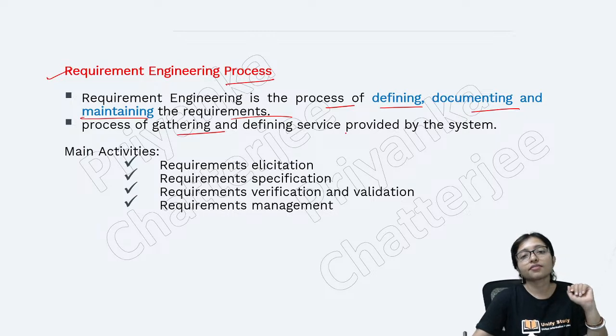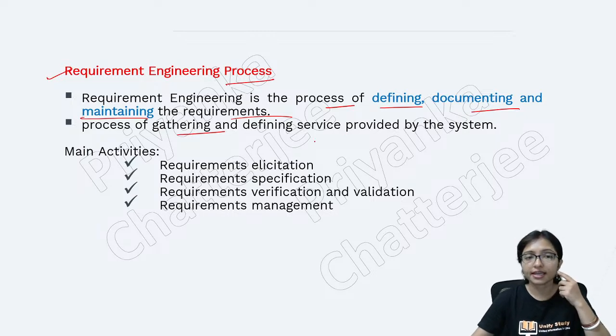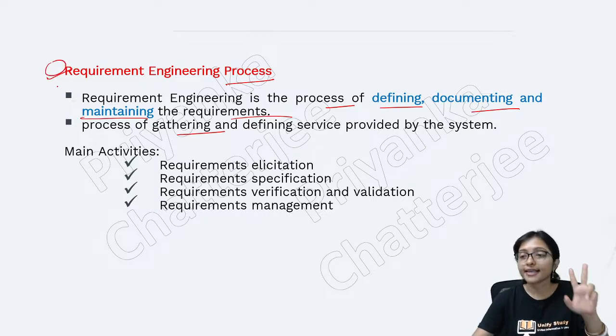Process, gathering, defining, and so on. What are the main activities going on here? This is a complete process, and this complete process is divided into four main parts. What are the main four parts?